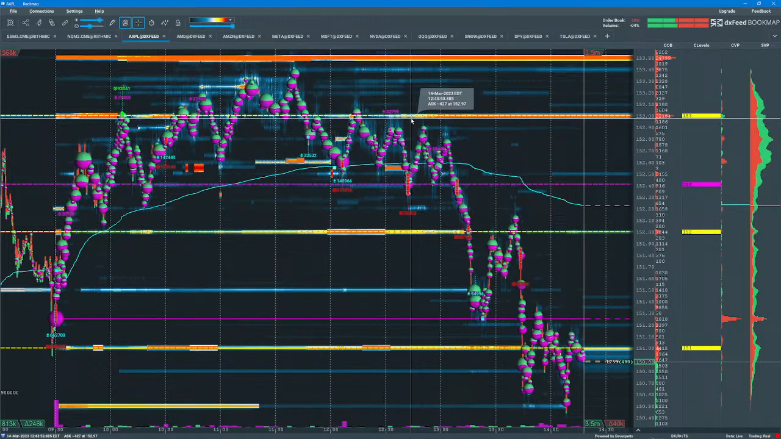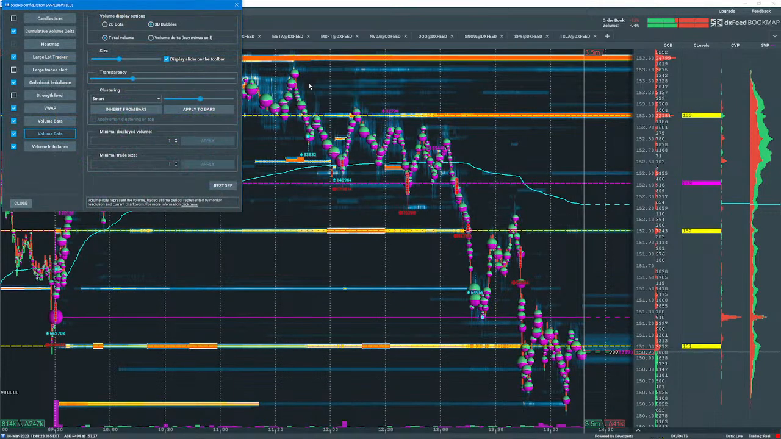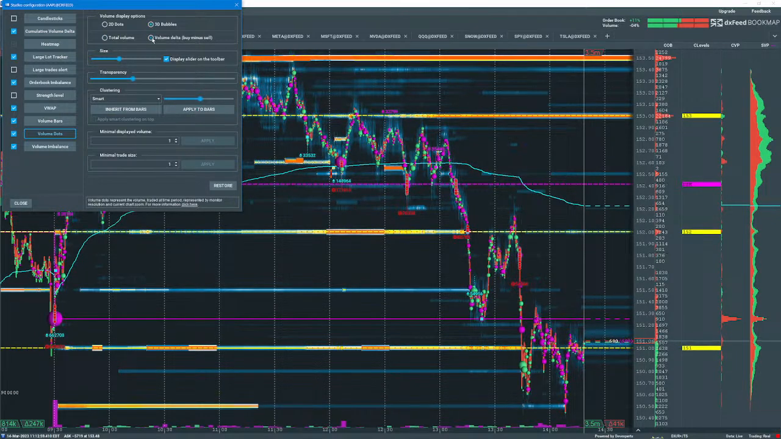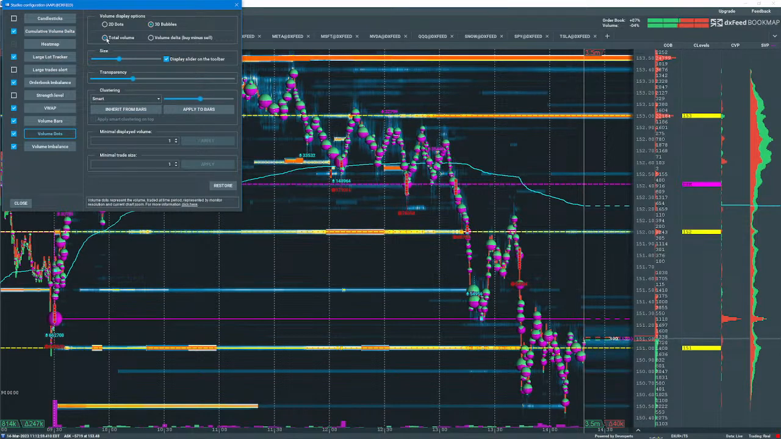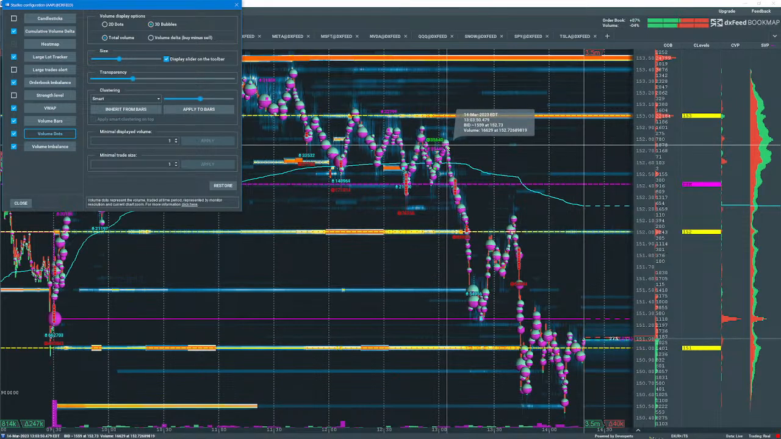And note here, I'm doing an experiment with these volume dots. I just want to see if this adds any clarity. And I'm showing now total volume. Typically I've been looking at this volume delta, buy minus sell, which just shows the separate pink and green dots. And again, this is just an experiment to see if I see any more clarity with this total volume, showing this kind of pie-shaped chart with the total amount of buys and sells in a single dot. So I'm going to try that for a few days.